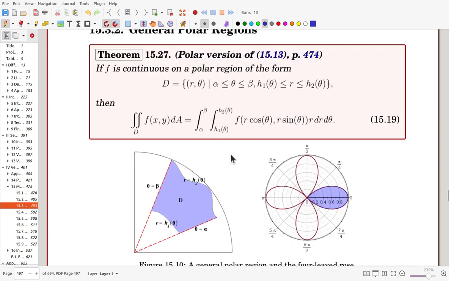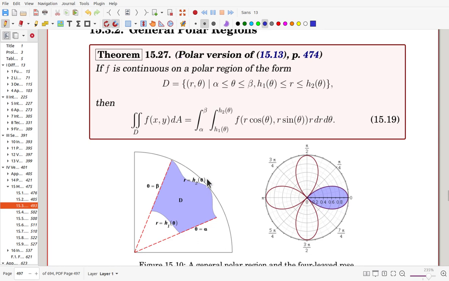Look at the figure on the left-hand side. The angle is from alpha to beta. Now for each angle theta, r is from the bottom r to the top r, h1 and h2. So we are trying to access the region radially along this way.